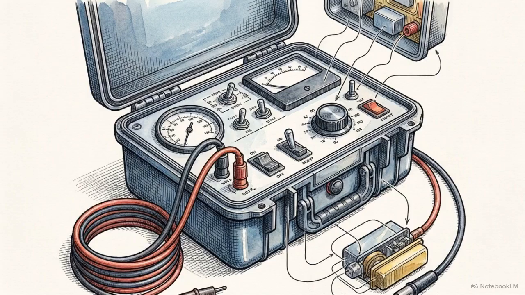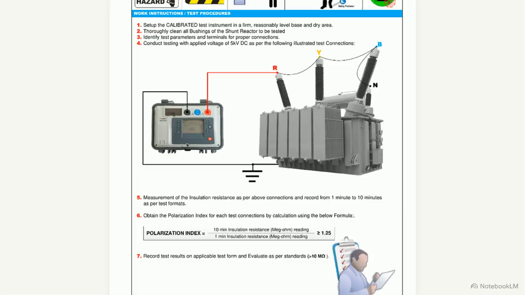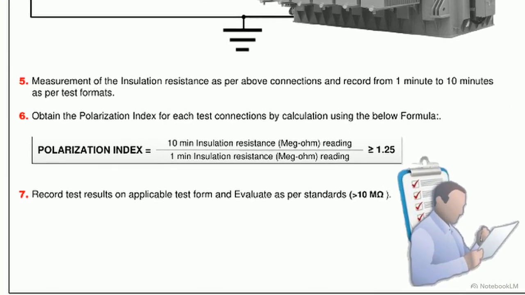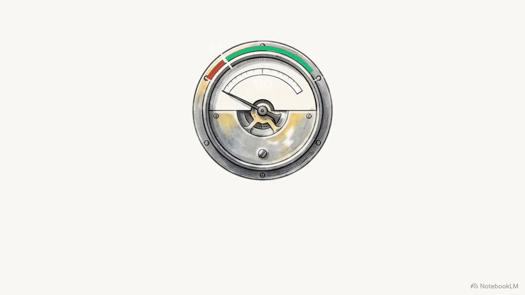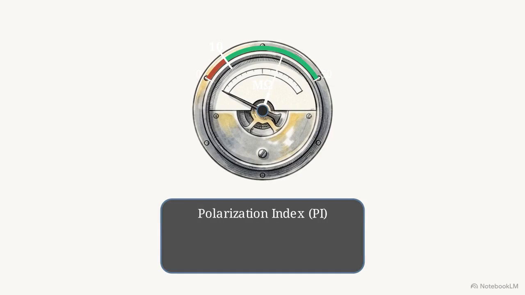Test 1 validates winding insulation resistance using a 5 kV DC tester. This schematic details the required test connections. The megger is wired directly to the R, Y, B, and neutral bushings. Technicians record stable readings for 10 minutes, calculating the polarization index by dividing the 10-minute reading by the 1-minute reading. The absolute insulation resistance must exceed 10 megaohms, and the resulting polarization index must be at least 1.25.